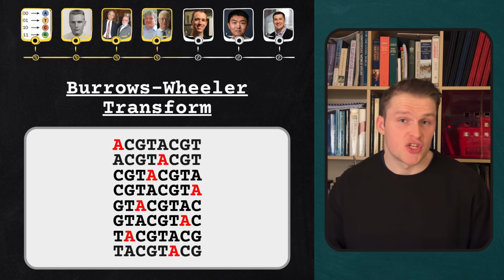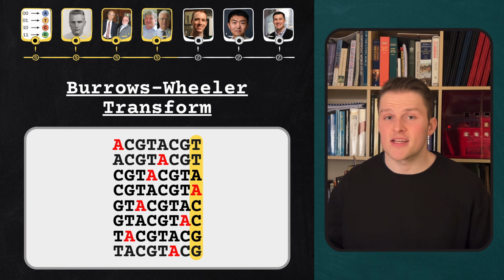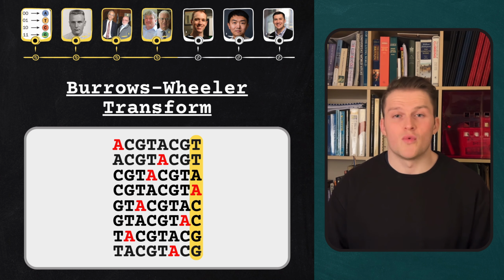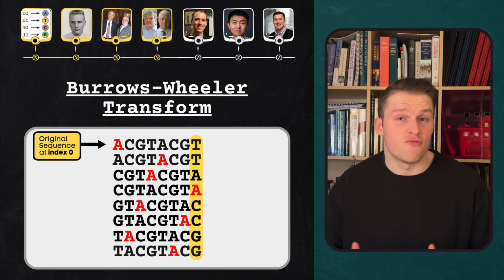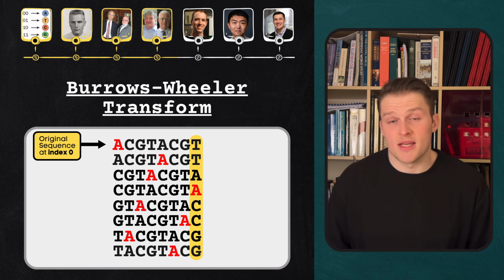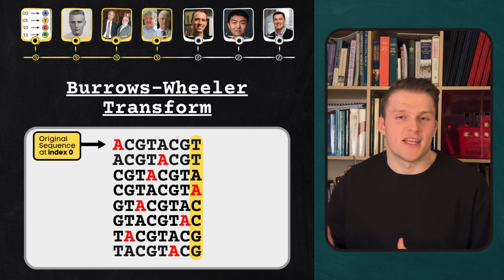Now, for the transformation itself, we take just the last column of this sorted table. These last characters form our transformed sequence, TTAACCGG. This is the Burrows-Wheeler transform output. But we need one more piece of information to make this reversible. We need to store the position of our original sequence in the sorted table. In this case, it's the first row, so we store the index 0.